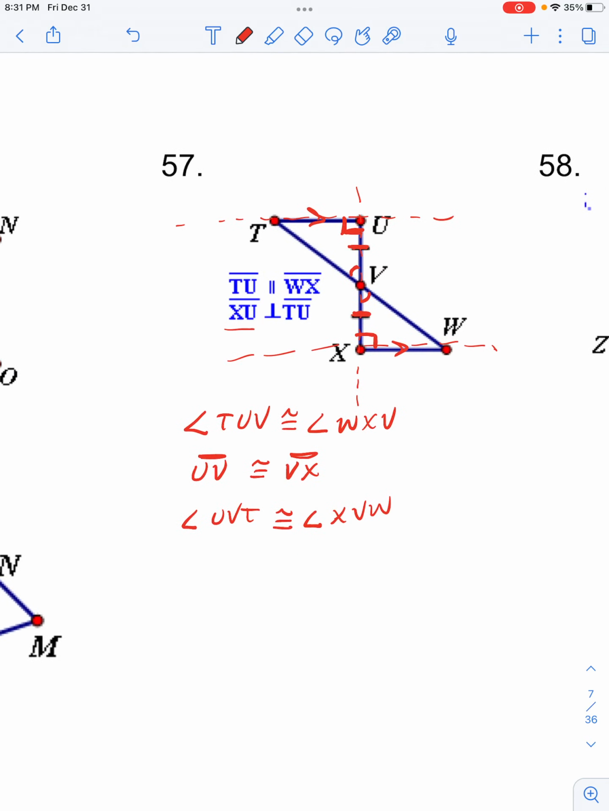And so, since we prove that we have an angle, a side, and an angle that are congruent in that order, we have angle, side, angle congruence. So by ASA congruence, we know that triangles TUV and WXV are congruent.